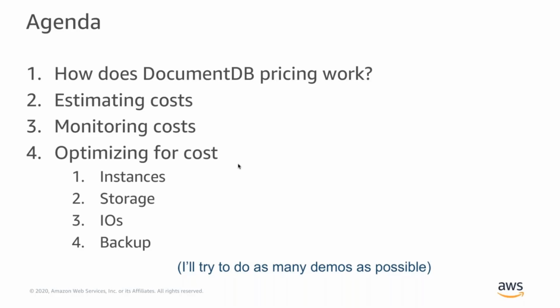Then we're going to go into estimating costs. Once we've been able to estimate, then we'll go into monitoring. We'll go through quite a few examples there of different tools within the AWS ecosystem that you can use to monitor costs with DocumentDB and really a bunch of other services, not just DocumentDB, but we'll look at this through the lens of DocumentDB. And then we'll go through each of the pricing facets for DocumentDB: instance, storage, I/O, and backup, and talk about how to do some common optimizations for costs there.